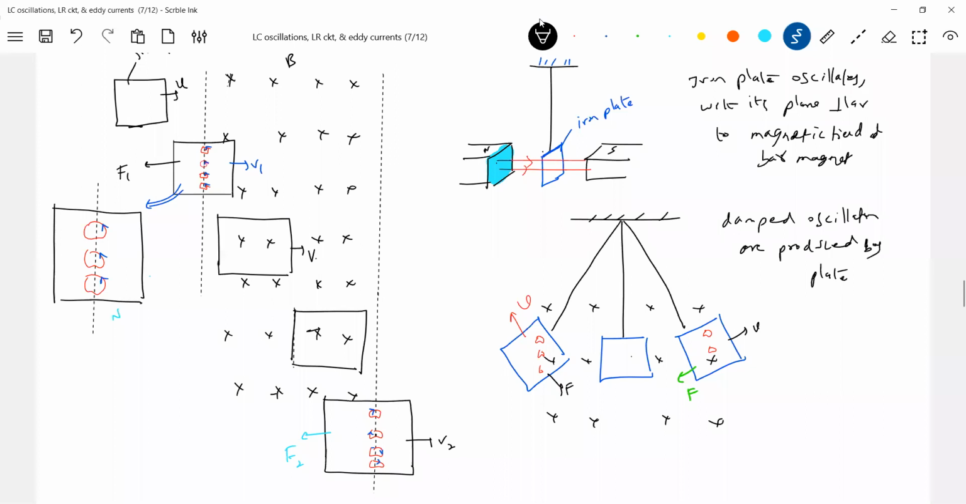What about the field due to a bar magnet? In fact, it will be non-uniform. I'm just showing it uniform. If it's non-uniform, everywhere when it's moving, what happens? The flux linked will continuously change and damped oscillations will be generated.